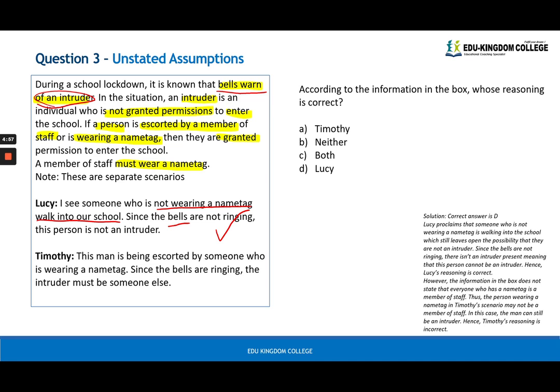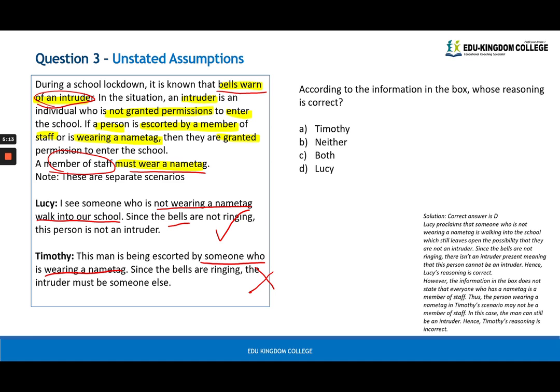Since the bells are ringing, the intruder must be somebody else. Now, this is incorrect. Just because somebody is wearing a name tag does not mean that they're a member of staff. Members of staff need to wear a name tag, but how do you know that this person who has a name tag must be a member of staff?